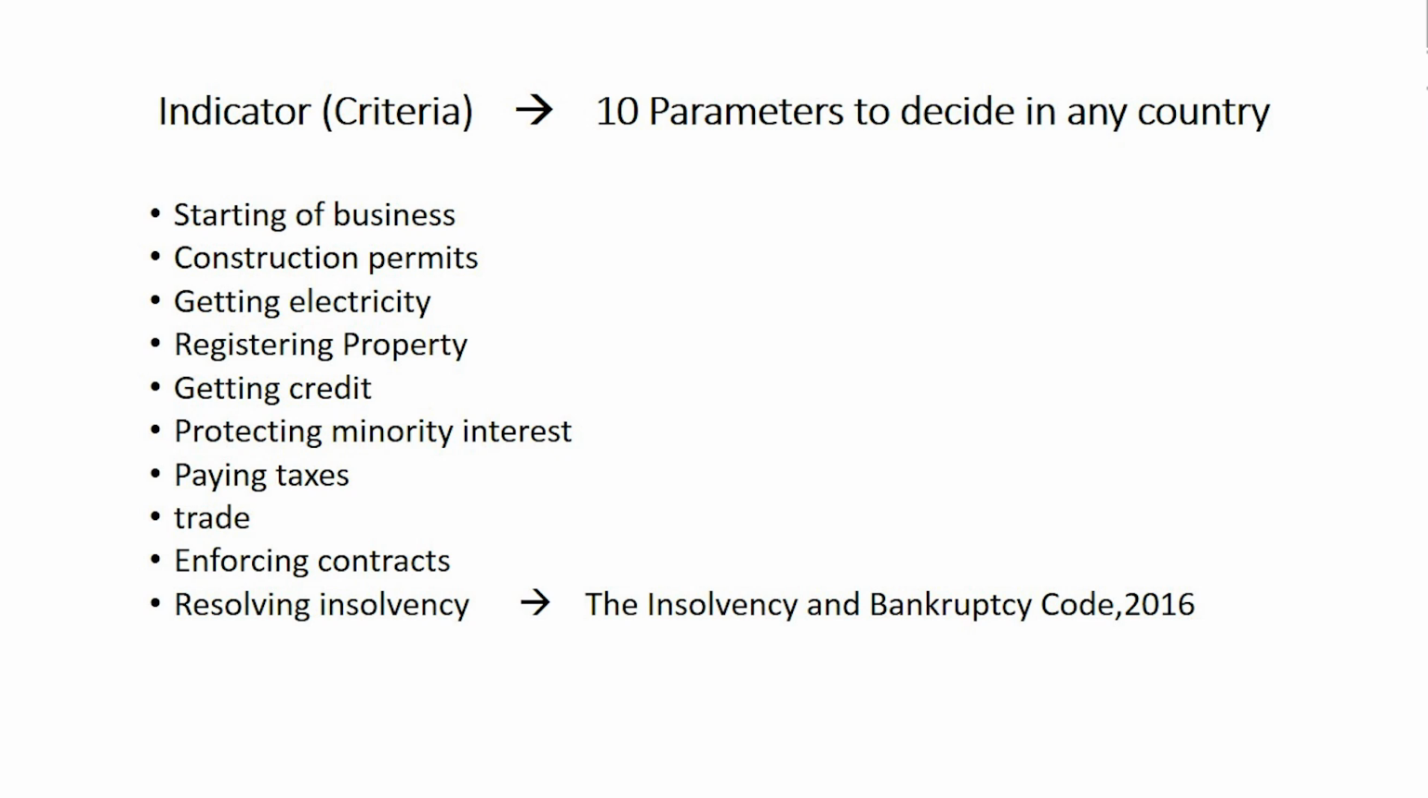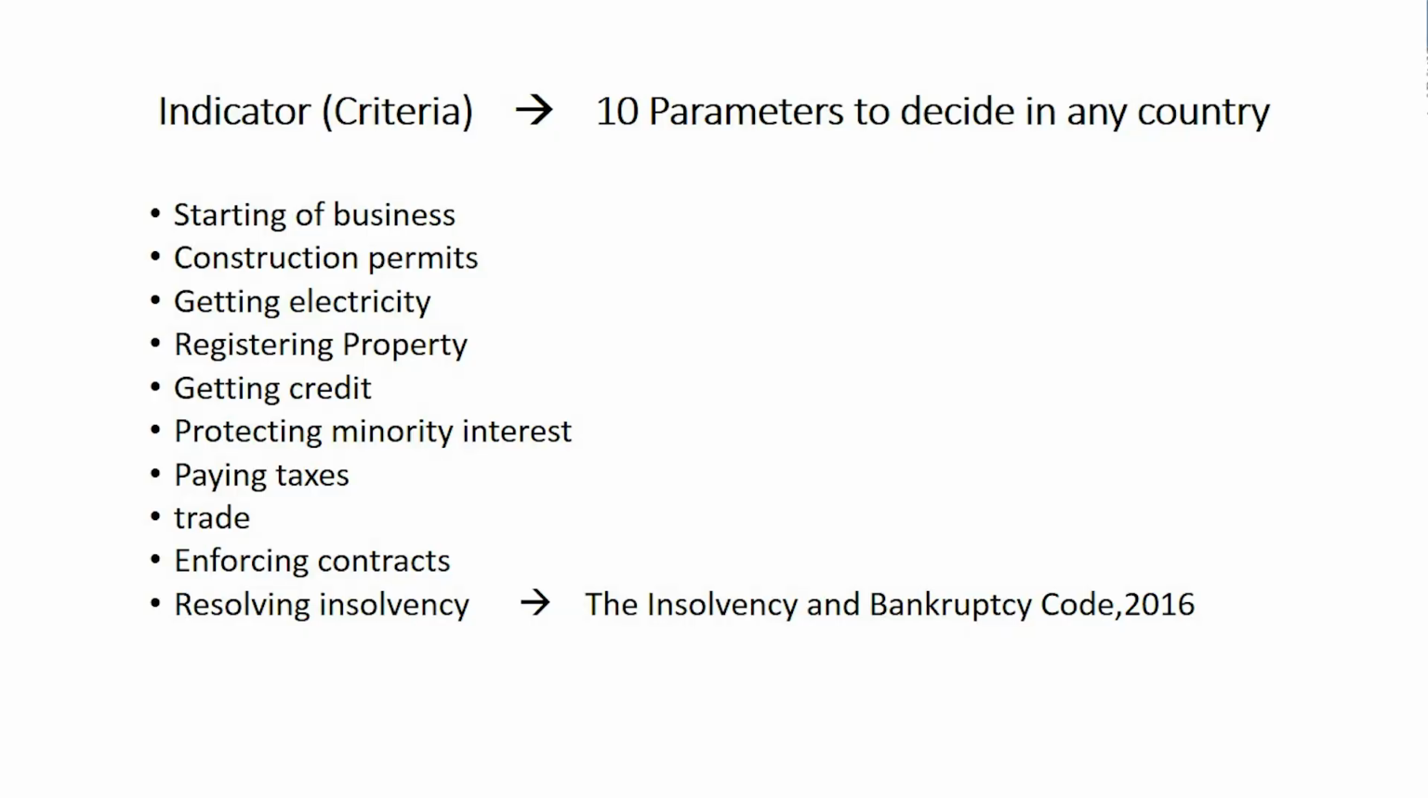The World Bank found that India is improving. When we talk about ease of doing business, 10 parameters have been taken into consideration by the World Bank. These criteria are: how easy it is to start a business, to take construction permits, getting electricity, registering property, getting credit from the banks, protecting minority interest, paying taxes, trade, enforcing contracts, and resolving insolvency.